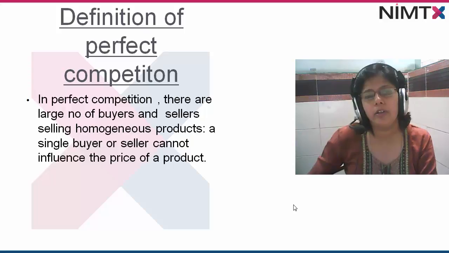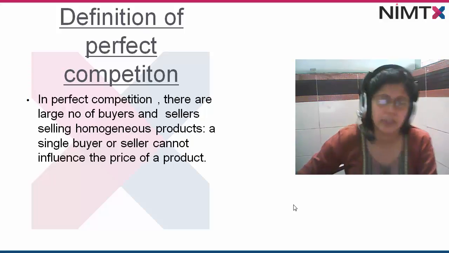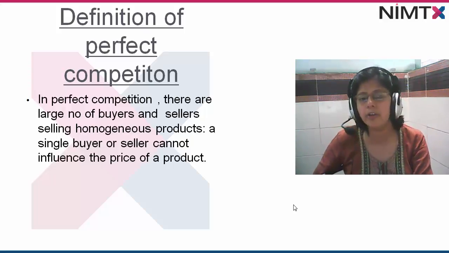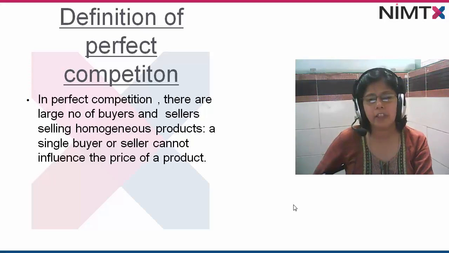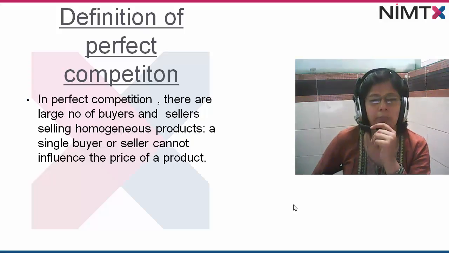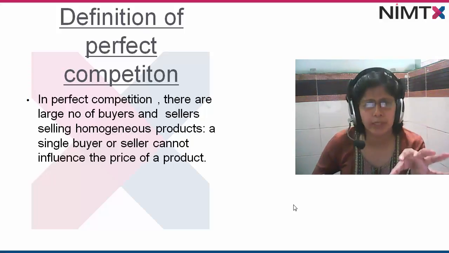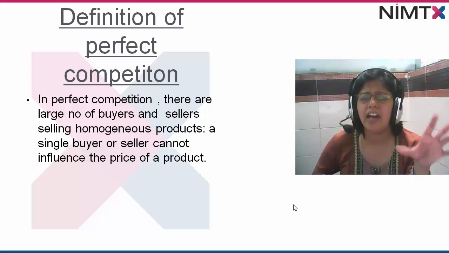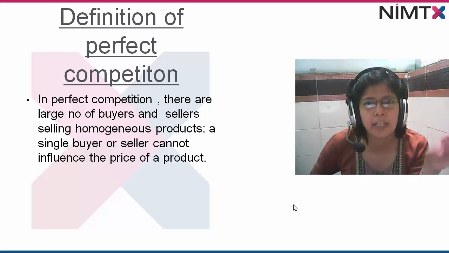Now we are going to study the definition of perfect competition. As I already told, in a perfect competition we have a large number of buyers and sellers, and they are going to sell a homogeneous product. A single buyer or seller cannot influence the price of a product.